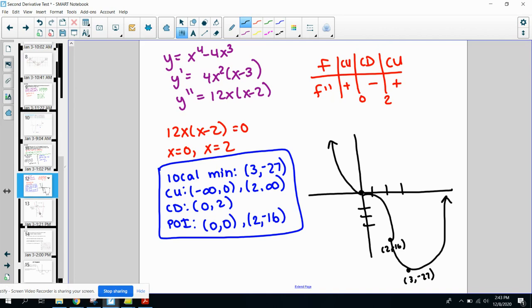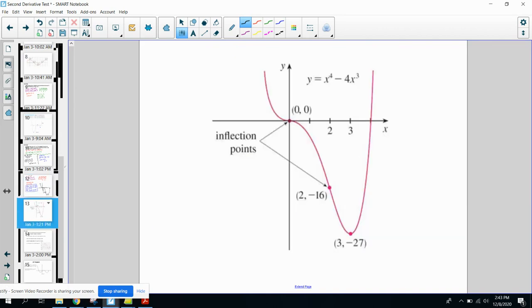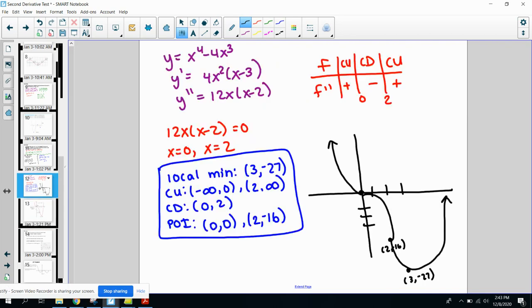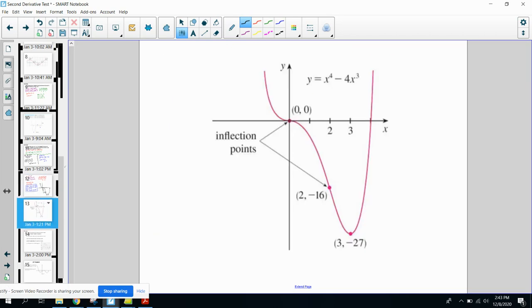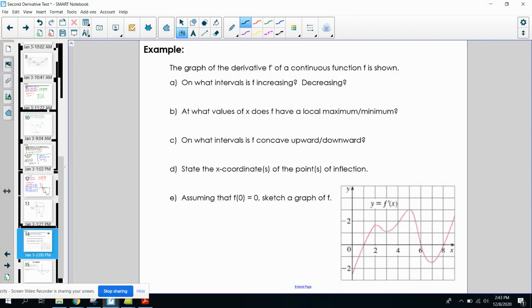So I actually have it graphed on the next slide from the calculator. Okay, so here's our graph. The one I drew is very, very similar. And we can see that here are our inflection points, and here's our local min, and we can see it's concave up, concave down, concave up. All right, so we're going to look at kind of a putting-it-all-together slide.